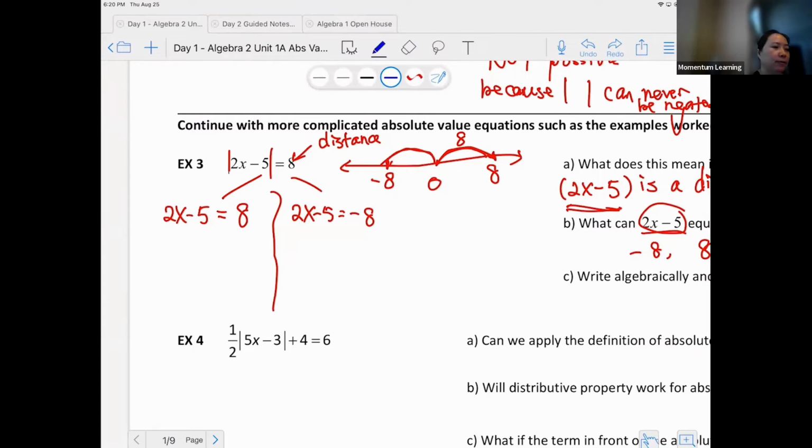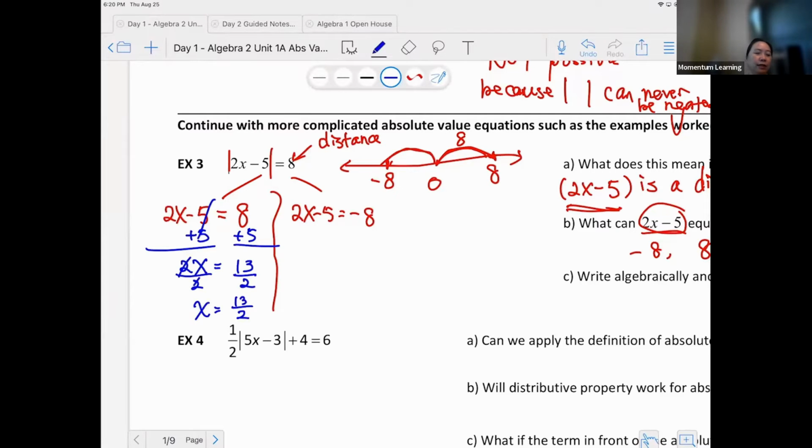Good job, Jinpeng. So what you need to do is add 5 first, and then this cancels. I have 2x equals 8 plus 5, that's 13. Thank you, Wei, as well. Then you just divide by 2. So x itself, the 2 and 2 cancel, x equals 13 over 2.